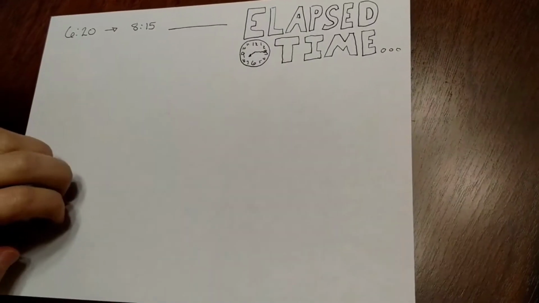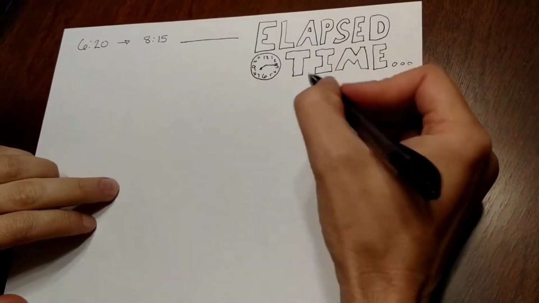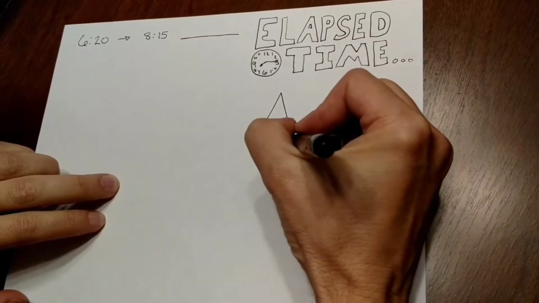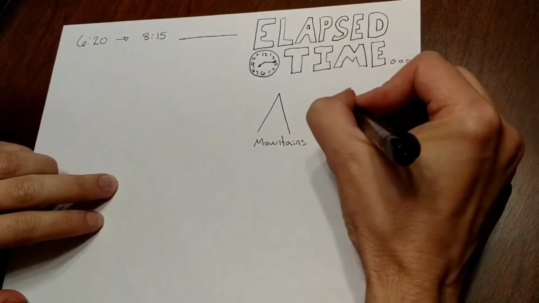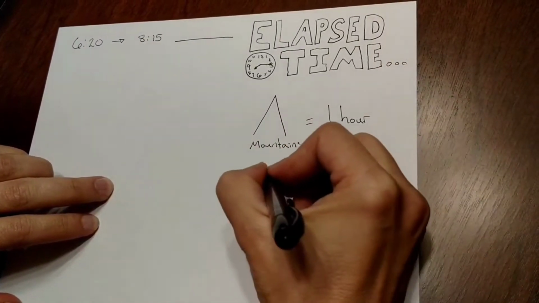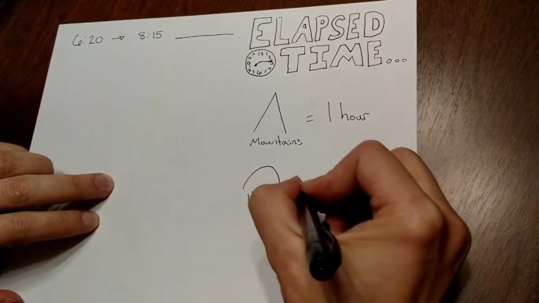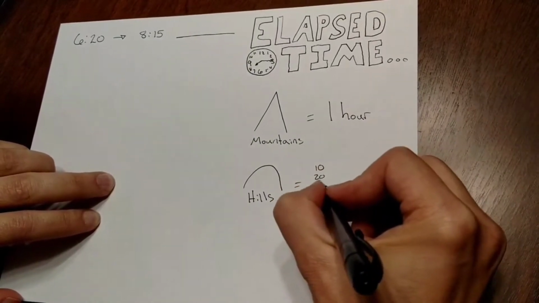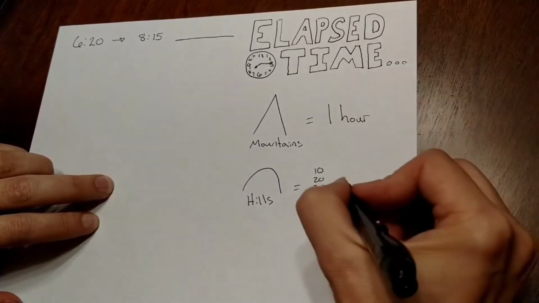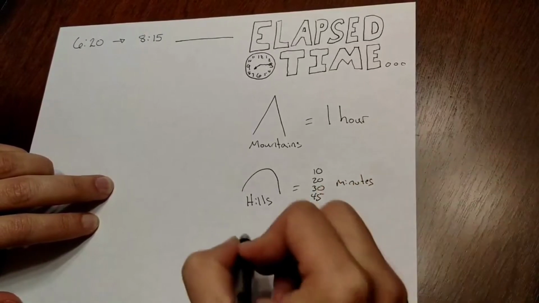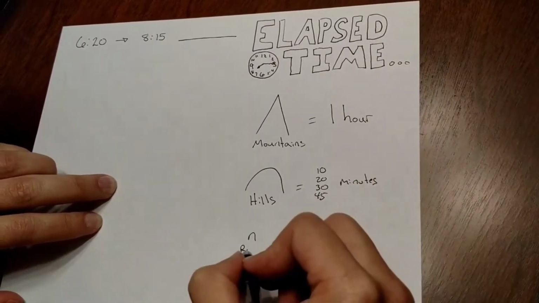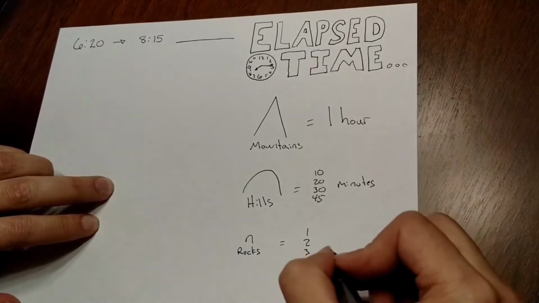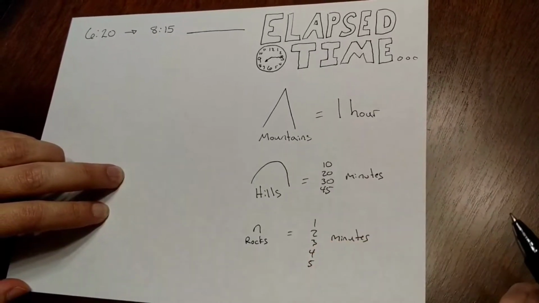Elapsed time. Let's check out how much time it took us to do our hike. We're going to use symbols to help us out. We're going to use a mountain. The mountains are going to be 1 hour. Smaller unit will be hills. The hills will represent groups of minutes: 10, 20, 30, 45. You could even do 15, however you want to group your minutes together. And then our third symbol are going to be rocks. And these are going to be our smaller units, 1 minute, 2 minutes, 3 minutes, on and on, till about 5, depending on how we want to count.